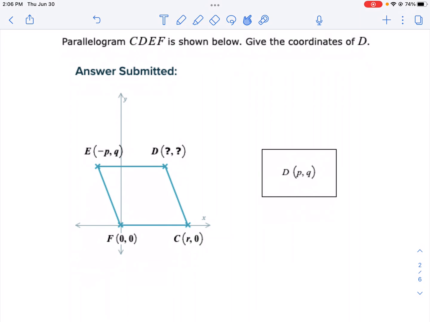Now if we take a look at this problem, here we have this parallelogram, and I can see the distance from F to C is R, which means the distance from E to D is also R because they have the same distance. So what happens is the coordinate of point D, you're going to start at negative P, and we're going to add R onto that. Now, you did have the Q part right. It is up Q because it's a horizontal line. But we have to realize that a parallelogram has the opposite sides congruent.